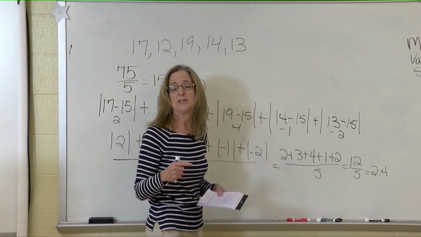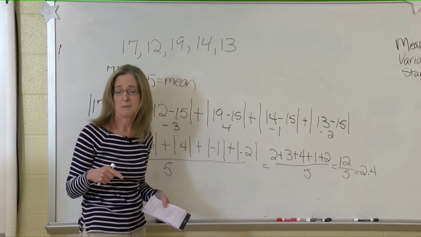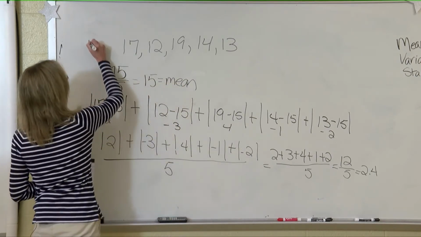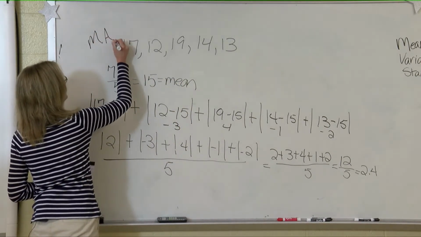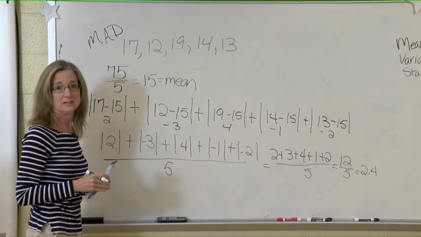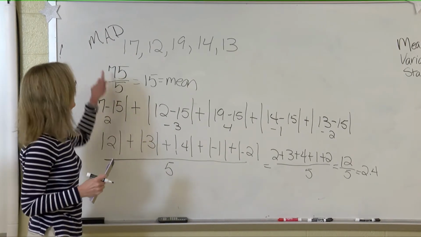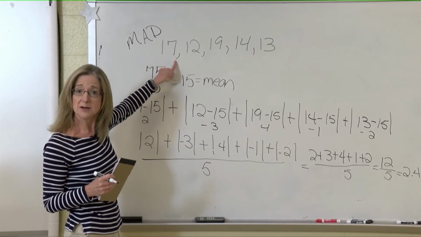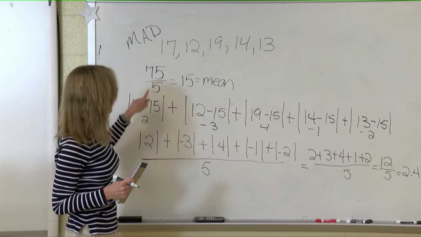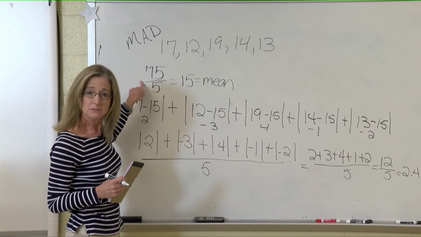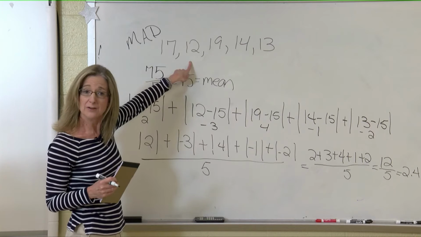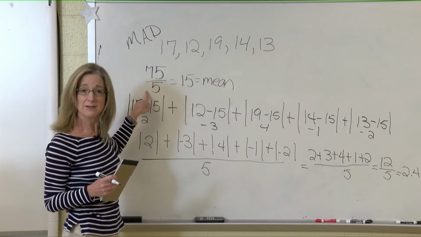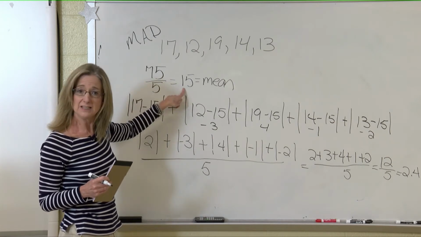But what did we do? Let's go back over it one more time. We found what's called the mean absolute deviation, MAD, of this number set. We found the mean: we added all of these numbers together and divided by the total numbers. 75 divided by 5 gives us 15.